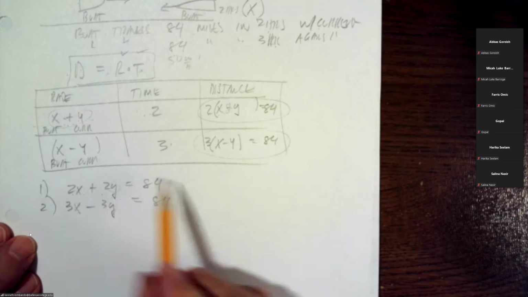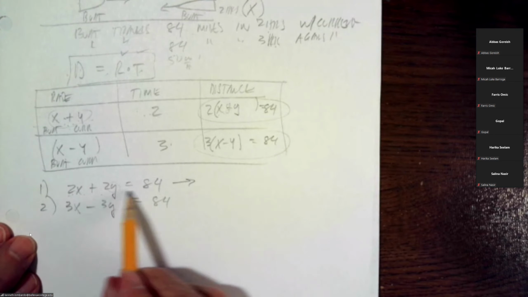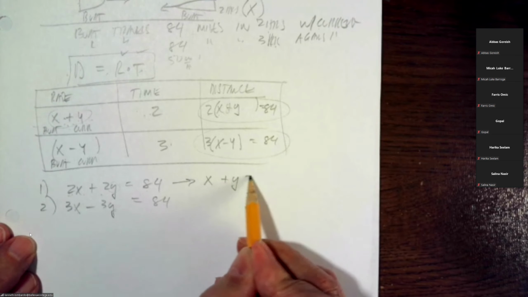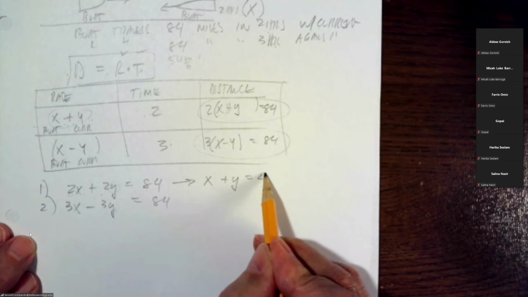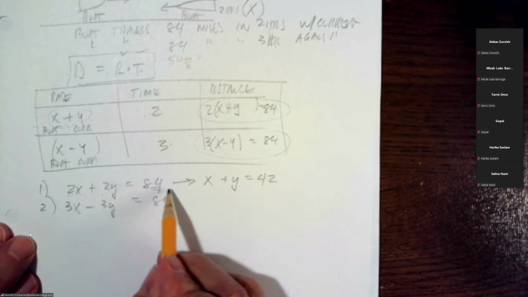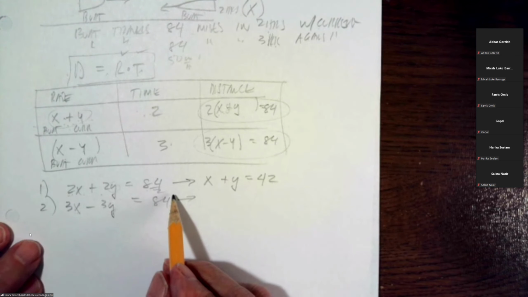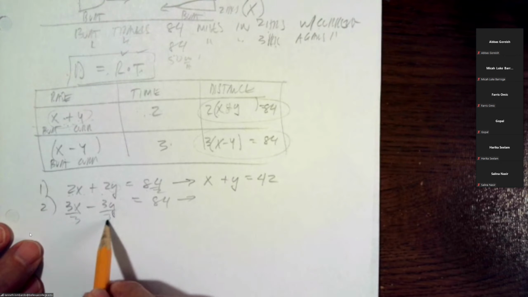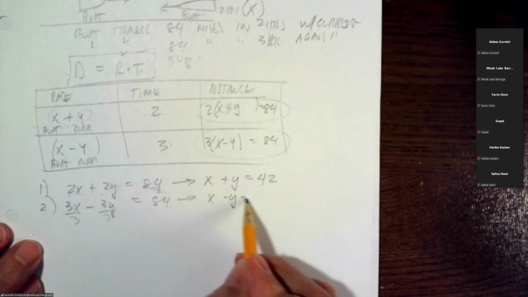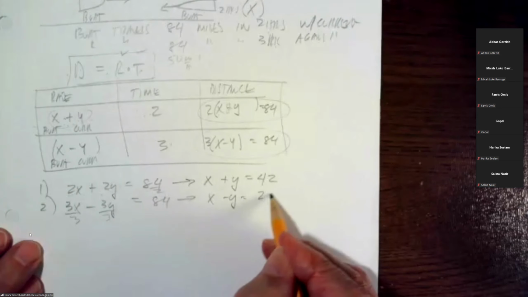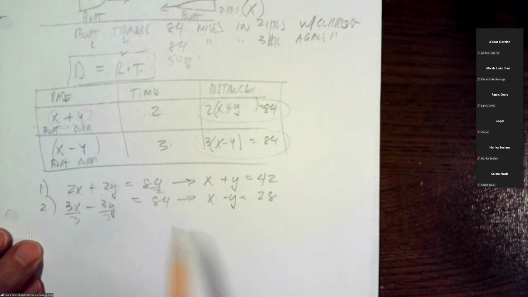I guess it would be easy, if we divided this equation through by 2, we could have x plus y equals 42. And if we divide this equation by 3, we have x minus y equals 84 over 3, which is 28. We've simplified. This isn't the way you have to do it, but that is a way. We could simplify it that way.